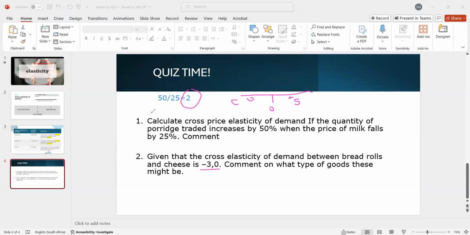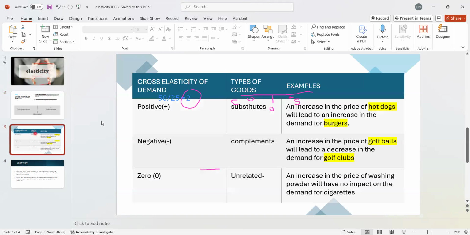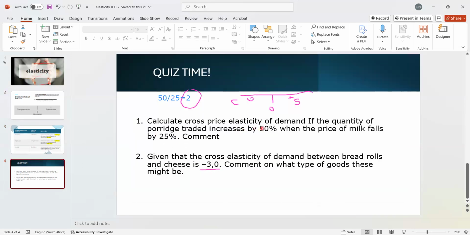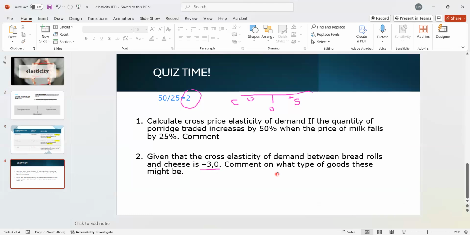Yeah, so guys, that's just it with the cross elasticity of demand. Basically, what you have to know here is this table. You already know how to calculate elasticity. It's a change in the quantity for good A over the change in the price for good B. And then if you get your answer to be positive, it means those goods are substitutes. If you get your answer to be negative, those goods are complements. And if you get your answer to be 0, those goods are unrelated.